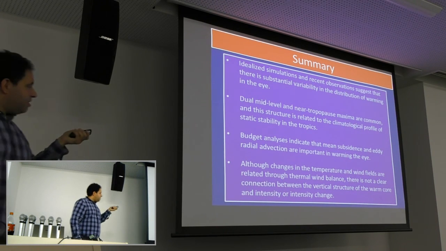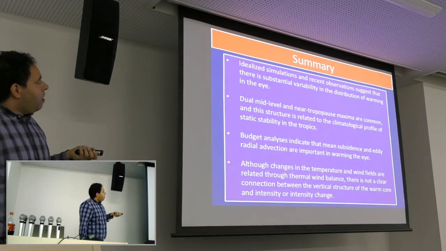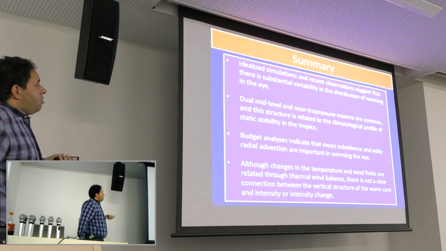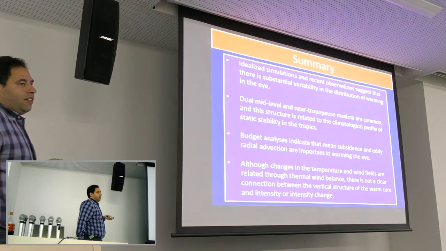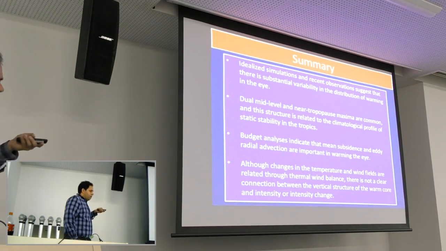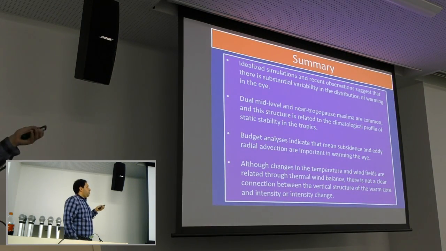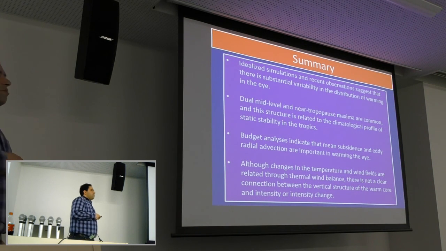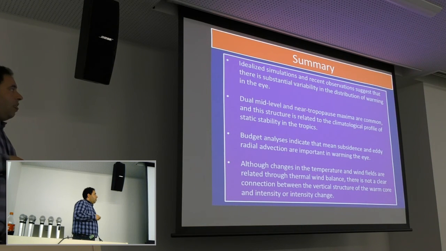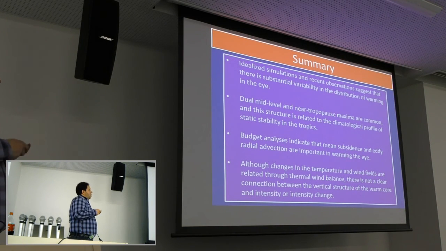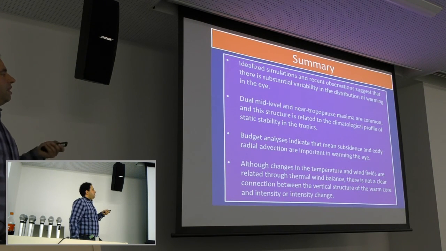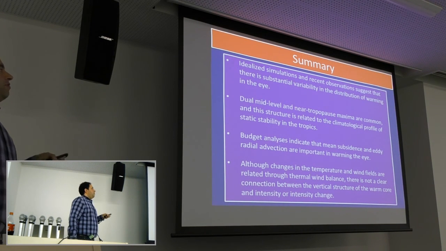So this brings me to the summary for this lecture. And I guess overall, I think both idealized simulations from my work and other recent work, as well as recent observations, suggest that there's a substantial degree of variability in the distribution of warming in the eye. However, I think that having a mid-level maximum is fairly common, and having a double maximum with a mid-level and a near tropopause maximum is also fairly common.